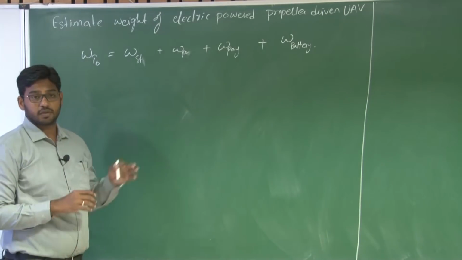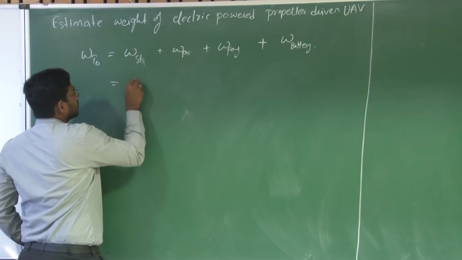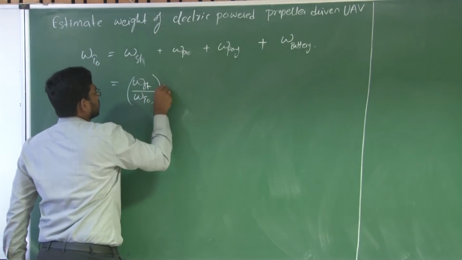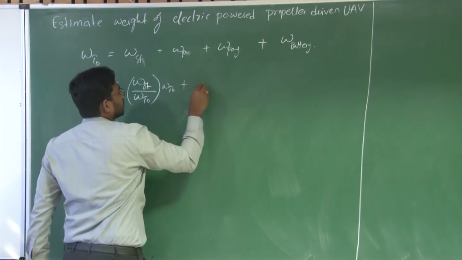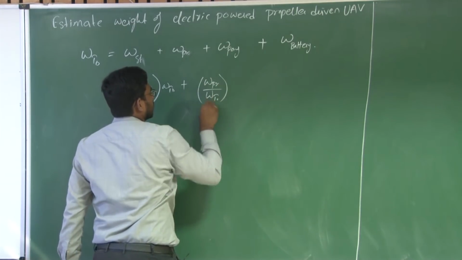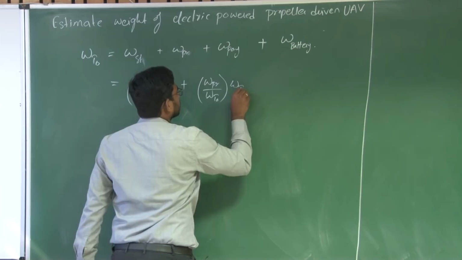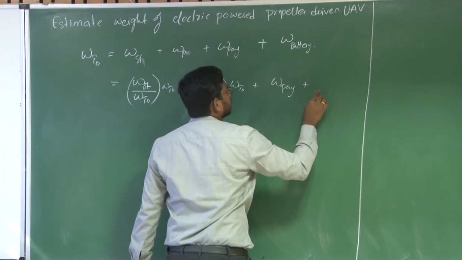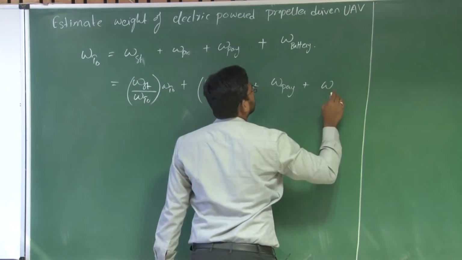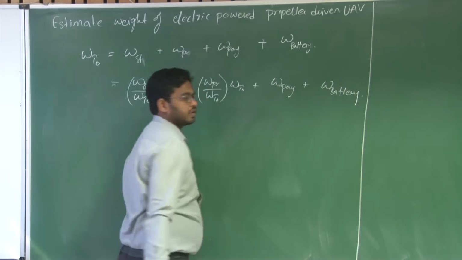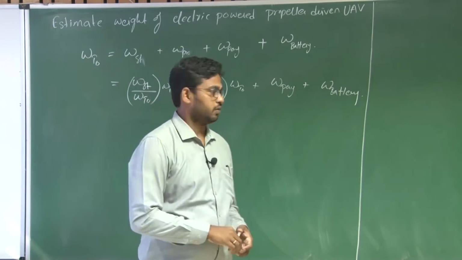So we can express this equation in terms of weight ratio, right? And propulsion weight ratio times the total takeoff weight, and payload is a given input, and W battery needs to be estimated as per the requirement, right?